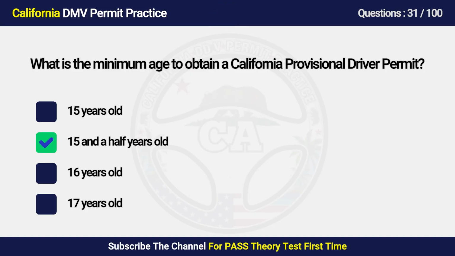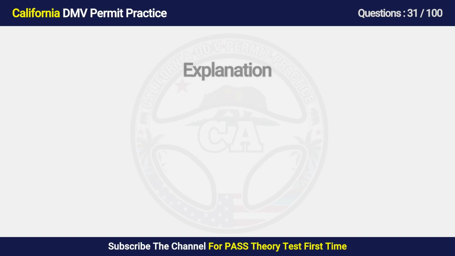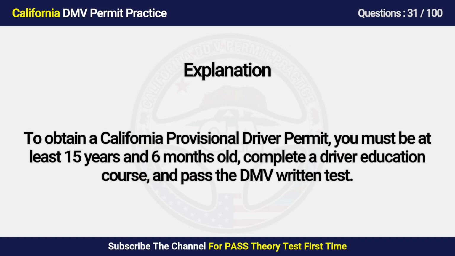Answer is B, 15 and a half years old. To obtain a California provisional driver permit, you must be at least 15 years and 6 months old, complete a driver education course, and pass the written test.